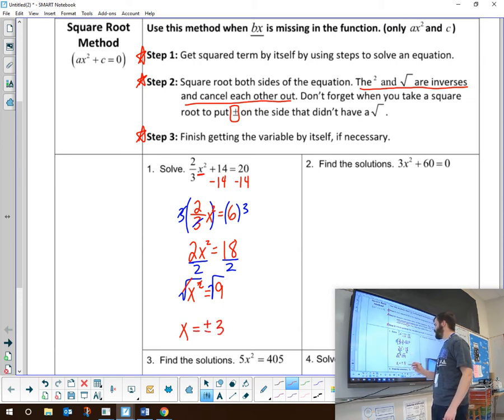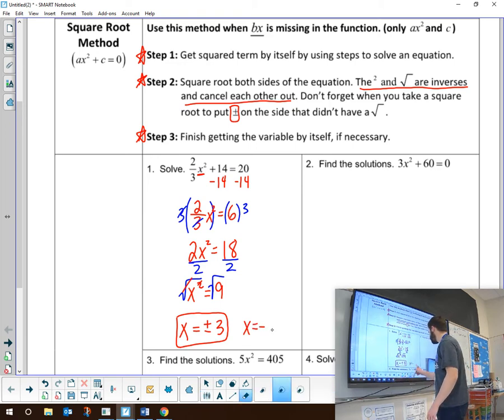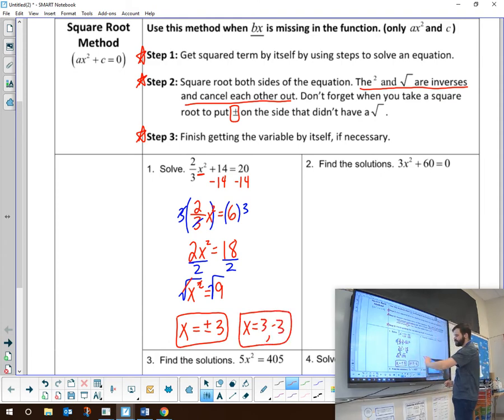But do not forget that we need to write a plus or a minus 3, because 3 squared equals 9, but negative 3 squared also equals 9. So that's what my answer could be. X equals plus or minus 3. This is my answer, but we could also write it like x equals 3, comma, negative 3, like that. Doesn't matter which way you write it, but those are our answers. All right, now let's take a look at number 2.